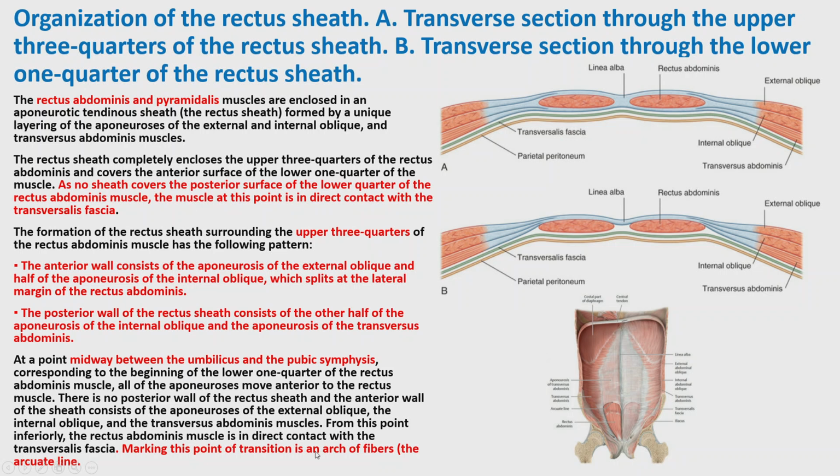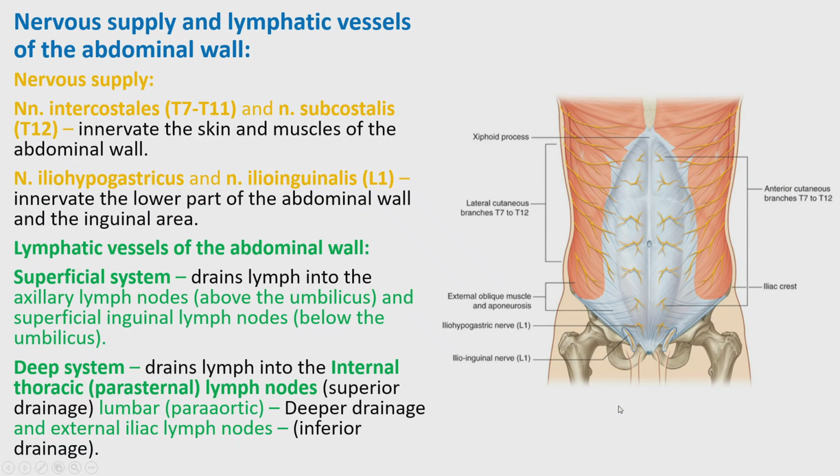The border between the upper 3/4 of the rectus sheath and the lower 1/4 of the rectus sheath, there is a place here which is called the arcuate line. This is the arcuate line which determines the upper 3/4 and the lower 1/4. Yes? Arcuate line. This is important, and this arcuate line is approximately midway between the umbilicus and the surface of the pubic symphysis. Yes, so this is the one important.